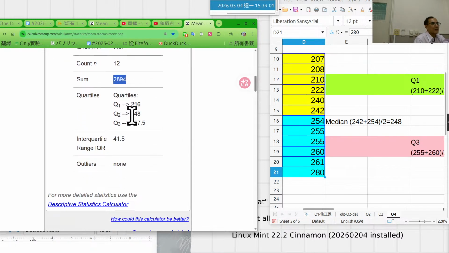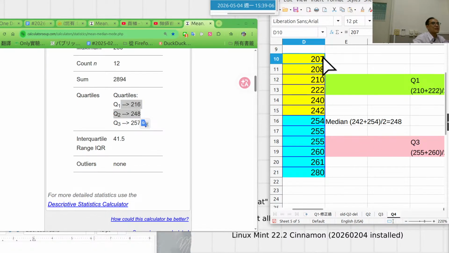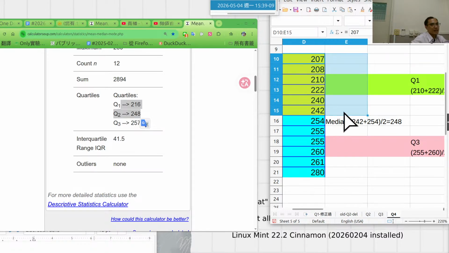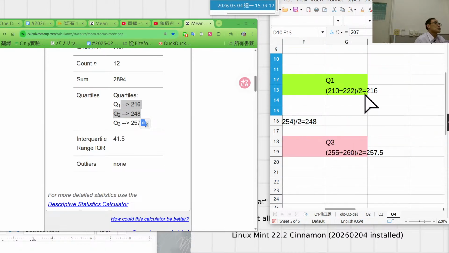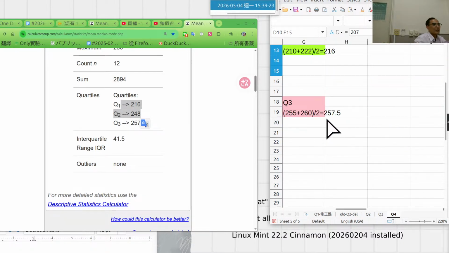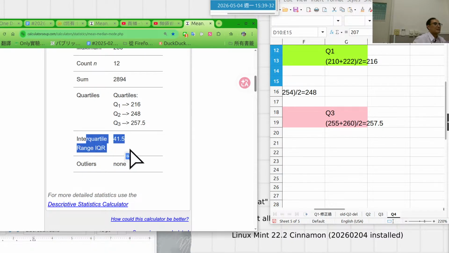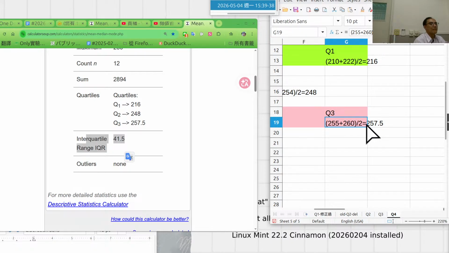And next, Q1 is the median of the first part, the first 6 numbers. After our calculation, that would be 216. Q2, the median, no problem. Q3, the median of the second part, the lower part, that was 250, 257.5. And IQR, 41.5, that would be 257.5 minus 216.